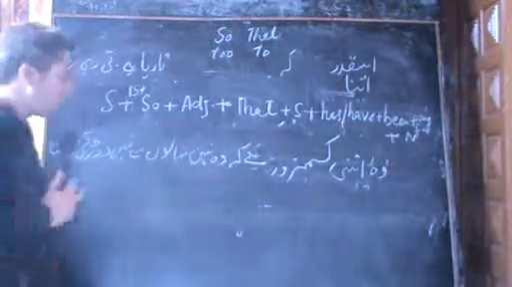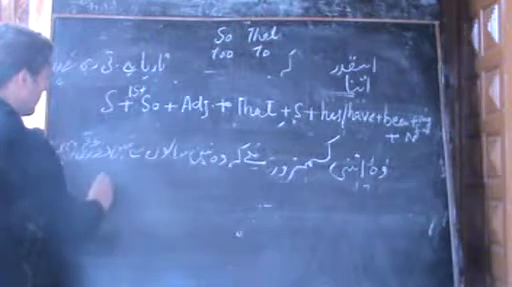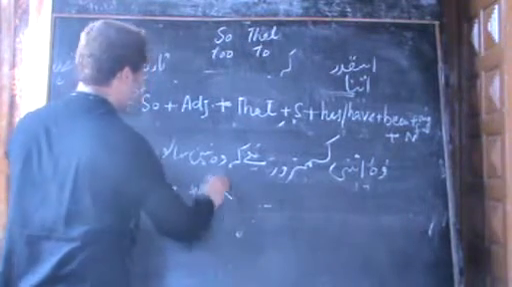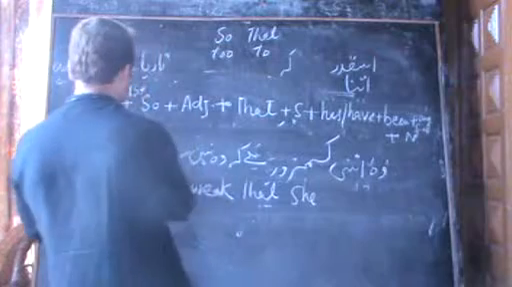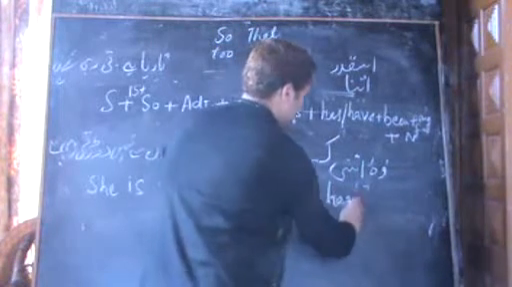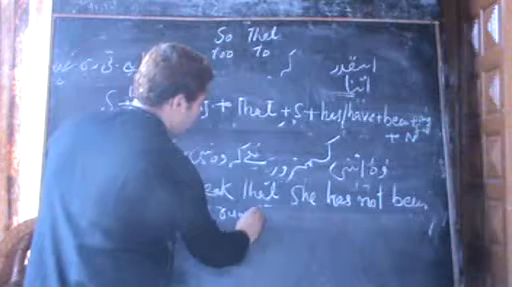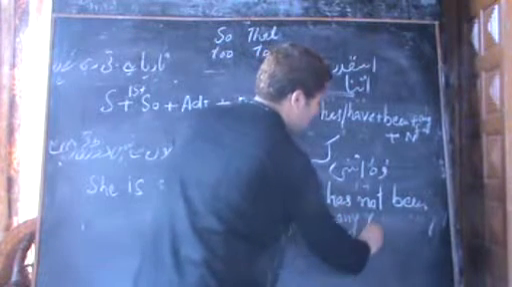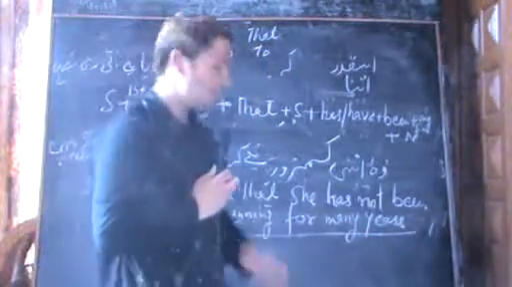वो इतनी कमजोर है कि वो तीन सालों से नहीं दौड़ती रही है. This is also possible. Maybe you have such kind of constructions in Urdu somewhere and you have to translate these. So according to the formula, I write here she, then its linking verb here is so weak. She is so weak that, now subject, that she कई सालों से नहीं दौड़ती रही है. She has not been running for many years.